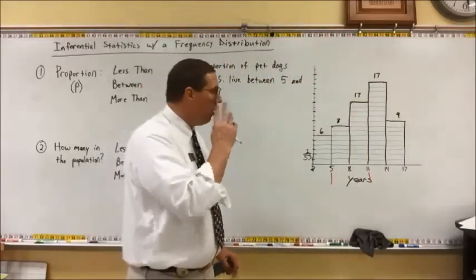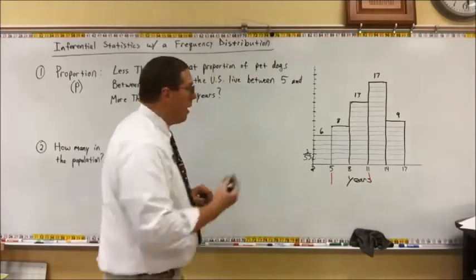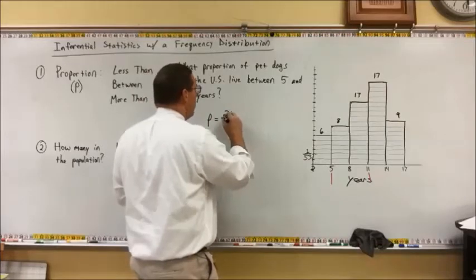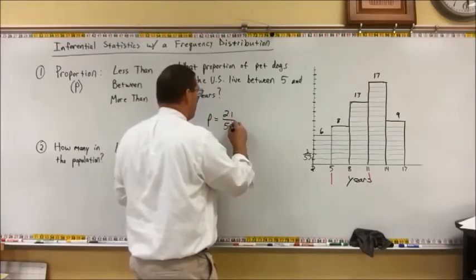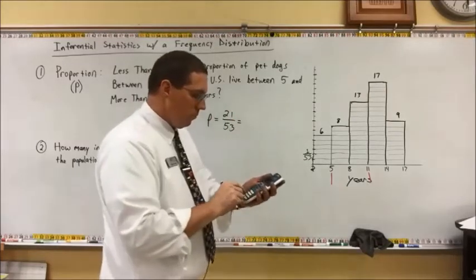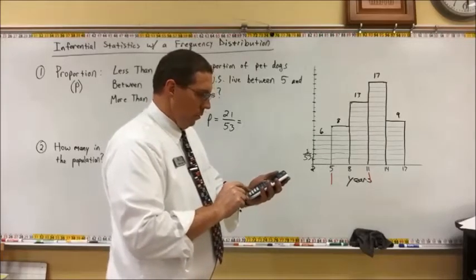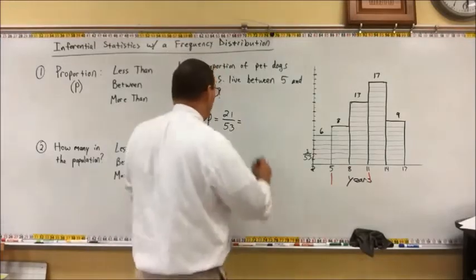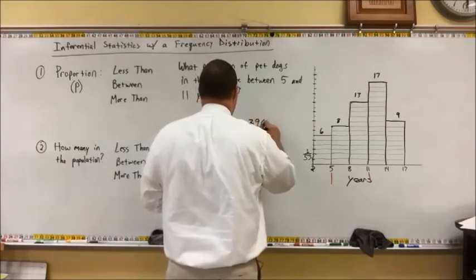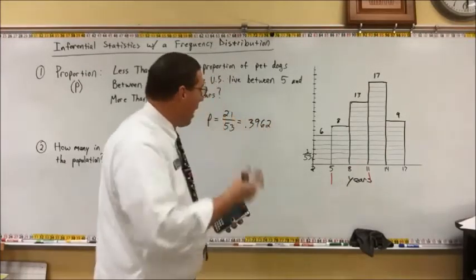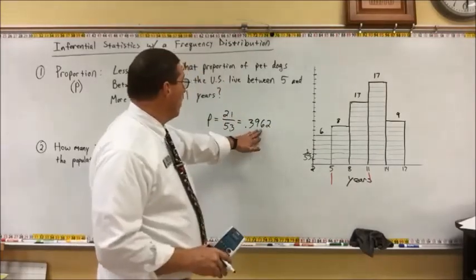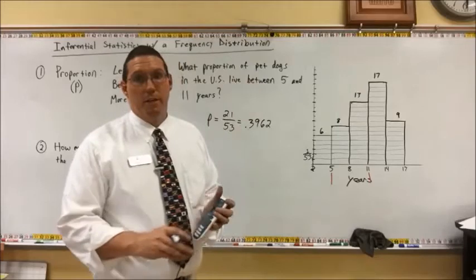So that's 21 blocks out of 53, and so the proportion will be 21 divided by 53, which is equal to 0.3962. And so that is the proportion of all dogs in the U.S. that live between 5 and 11 years.